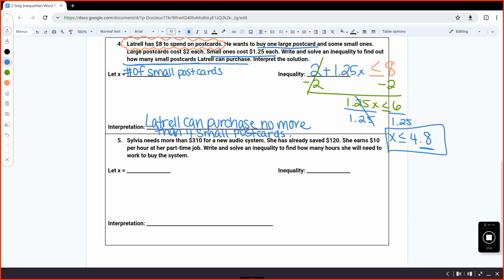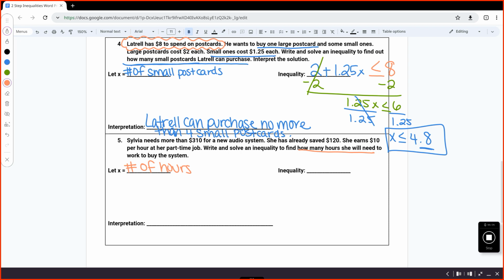So this is one of those that you really have to pay attention to the real world question that's being asked of you. Okay, Sylvia needs more than $310 for a new audio system. She has already saved $120. She earns $10 per hour at her part-time job. Write and solve an inequality to find how many hours she will need to work to buy the system. So how many hours she will need to work. So we're going to say let x equal the number of hours.